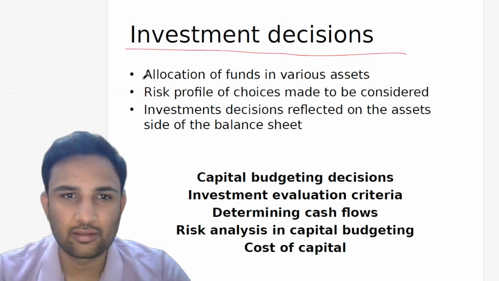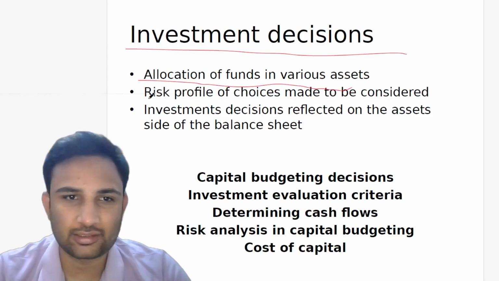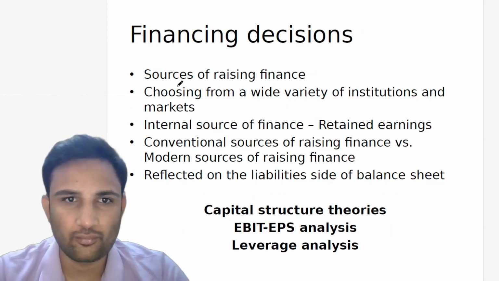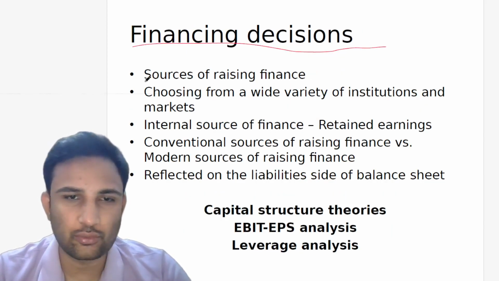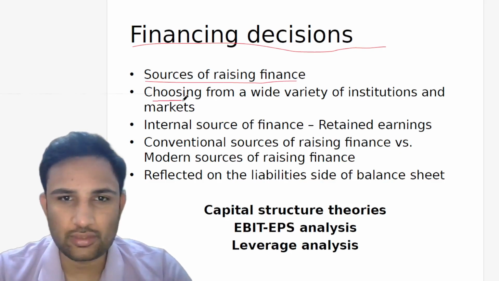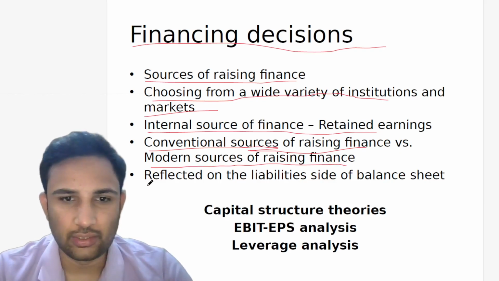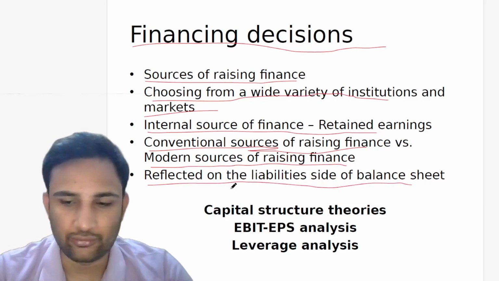So investment decisions are allocation of funds in various assets, risk profile of choices made to be considered, investments decisions reflected on the asset side of the balance sheet. Financing decisions: sources of raising finance, choosing from a wide variety of institutions and markets, internal source of finance or retained earnings, conventional sources of raising finance versus modern sources of raising finance, reflected on the liabilities side of balance sheet.